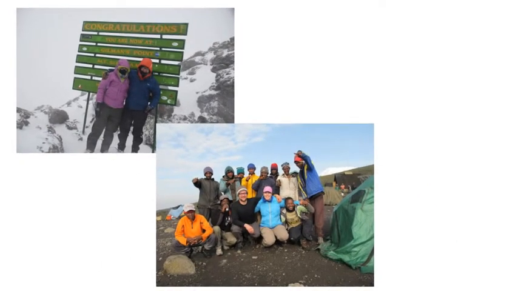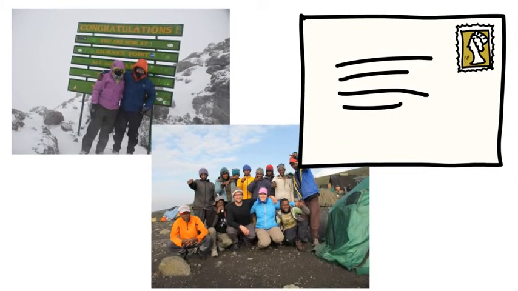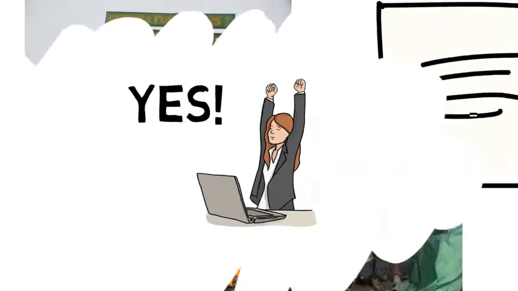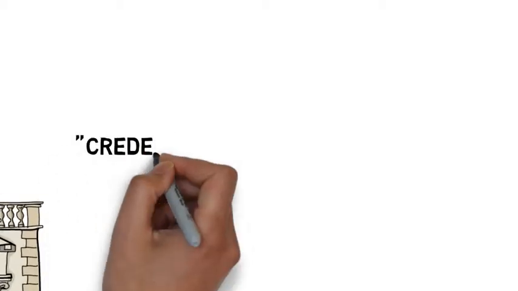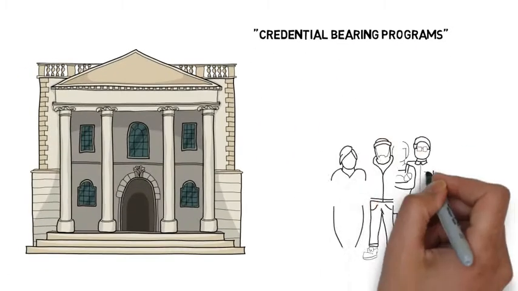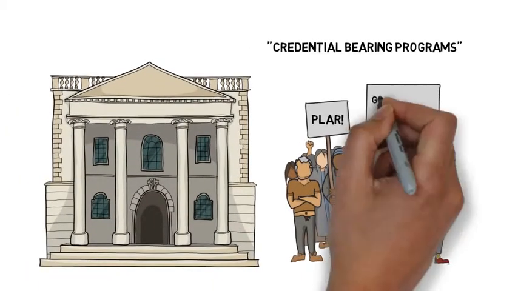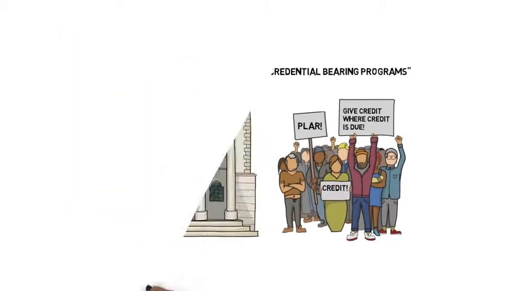I was relieved. Then, on April 9th, 2014, I received a letter of acceptance into the Masters of Education program specializing in adult, community, and higher education. I was ecstatic. Increasingly, post-secondary institutes are allowing the use of PLARs as acknowledgement of previous knowledge and are granting credit towards formal credential-bearing programs. This is a result of an increase in demand from student bodies to give credit where credit is due.